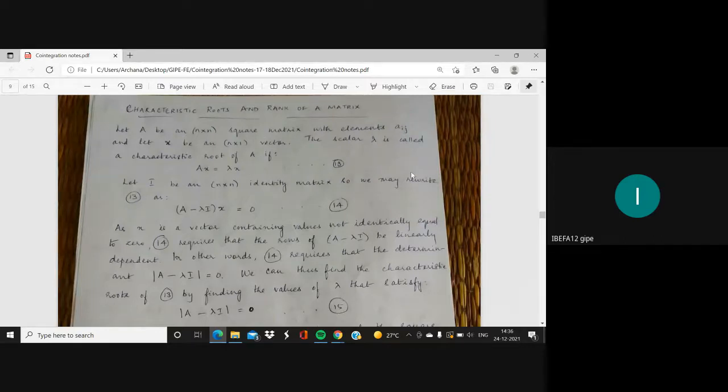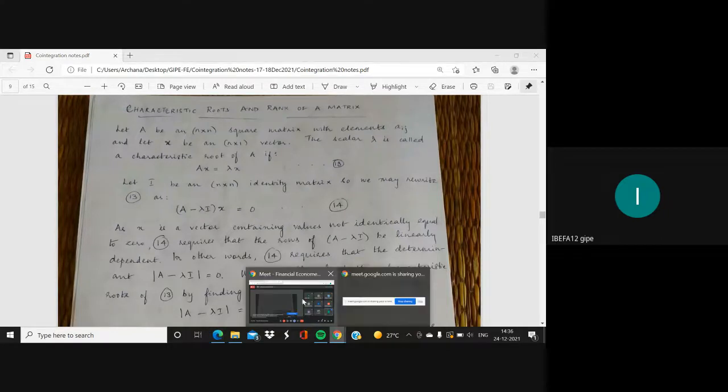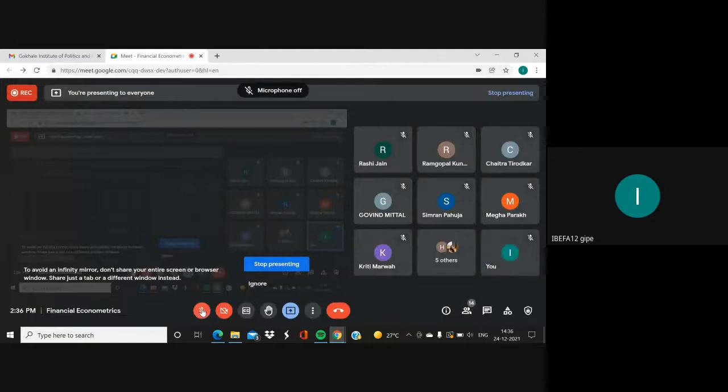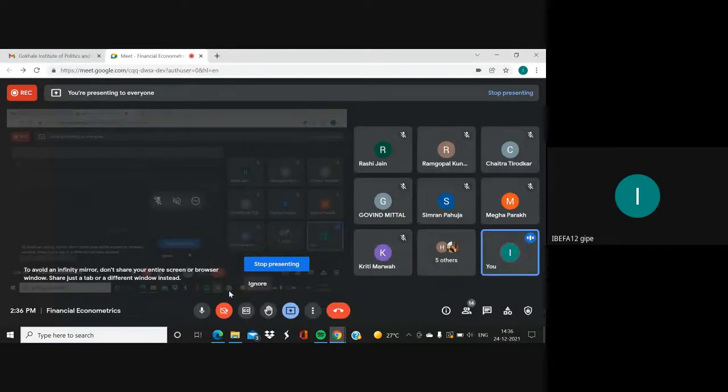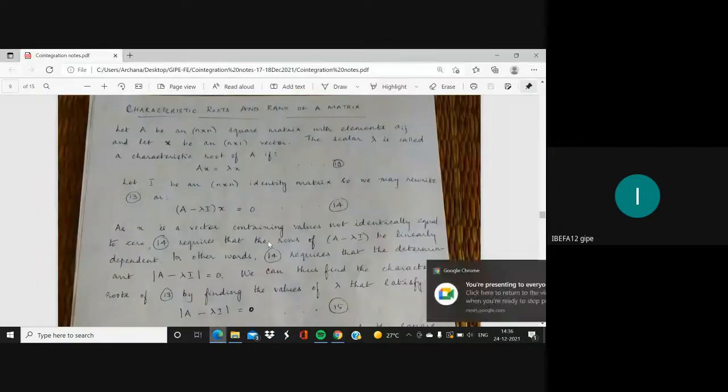So in the previous class, we were discussing co-integration. Okay. This is the class that I took. So any questions or doubts related to that? Okay. Nobody seems to have any doubts. So let's begin the class. Let me share my screen.